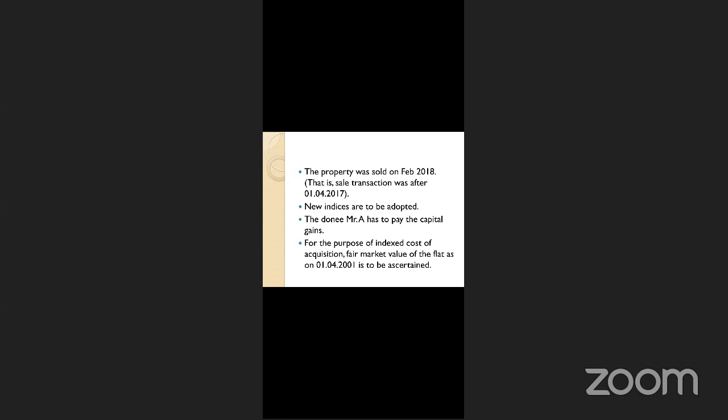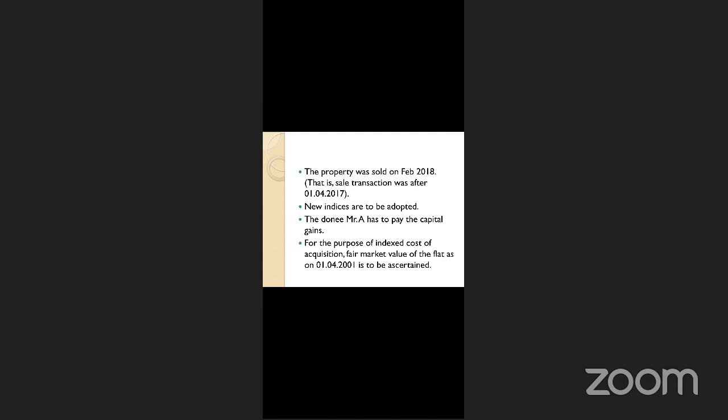For the purpose of indexed cost of acquisition, the fair market value of the flat as on 1/4/2001 is to be ascertained. So there is no indexation or any other method to ascertain the fair market value. This is generally a practical question. In the exam, they will actually give the price. It is to be ascertained. In this case, this is a practical case. Many of us who are practicing capital gains face this same problem.